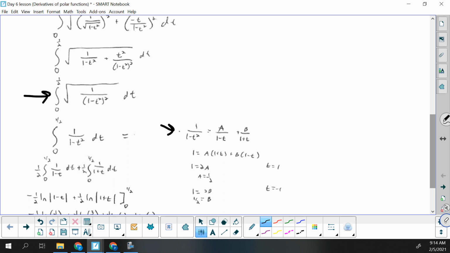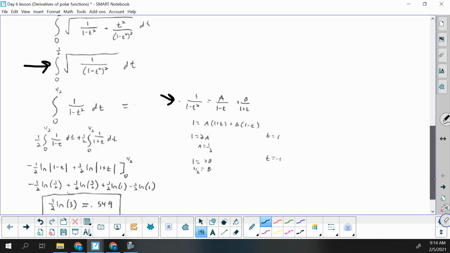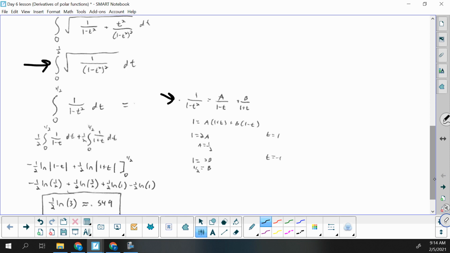So we can do partial fractions, pick some strategic values of t, 1 and negative 1 to find what a and b are, and you get a half for each of them. And then do your antiderivative. In the first one, we have a correction of negative 1 with our natural log because we had a minus as our coefficient. And the second one, we didn't have to correct.